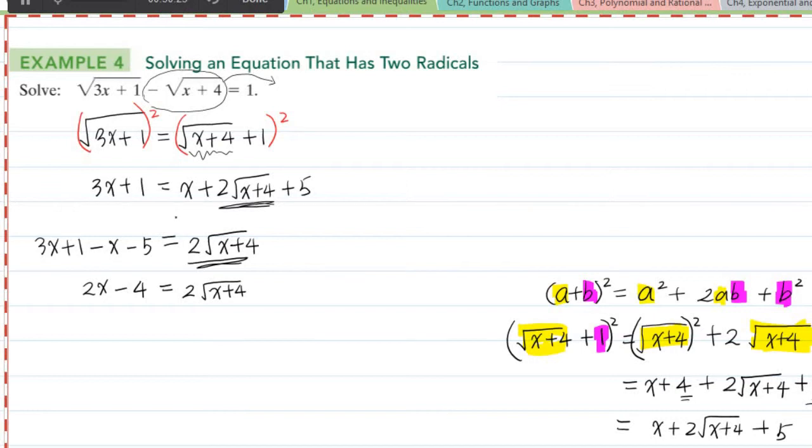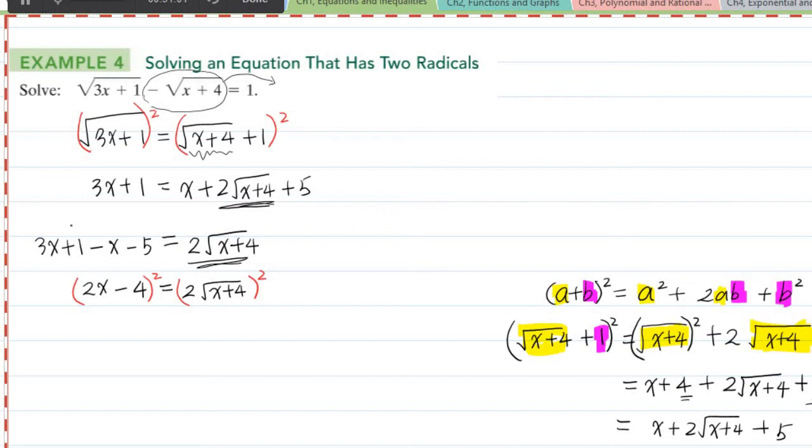Right? So once we have here, now we have one radical, and then we can go ahead and repeat the process, right? Repeat the process. So we want to get rid of this square root. So now we raise both sides to the square, so that way we can get rid of the square root.